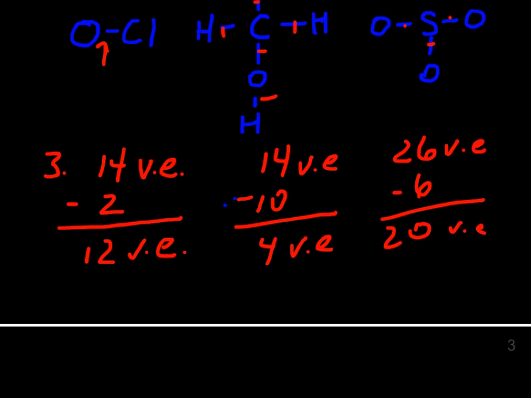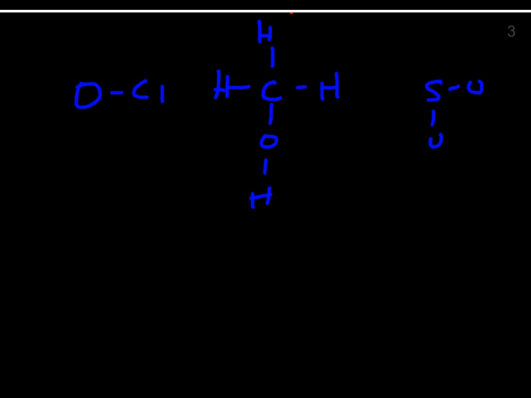So it's going to look like this. I got to draw those again, but this is what I had. I had the OCl, I had a C to an H, H, H, OH, and then I had the S to the O, O, and O. And from those calculations, I had 12 electrons to work with on this one, I had 4 electrons to work with on this one, and I had 20 electrons left over to work with on that one.